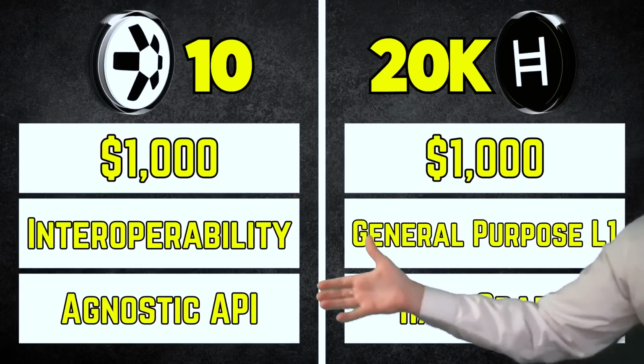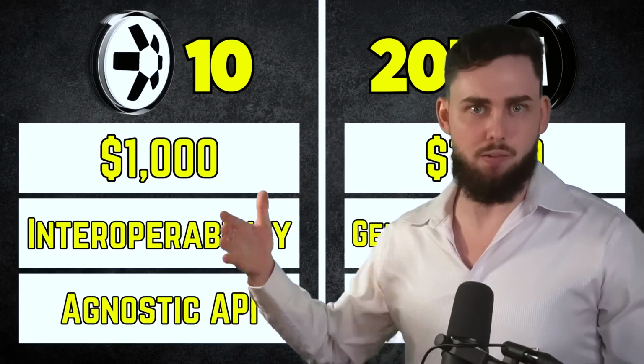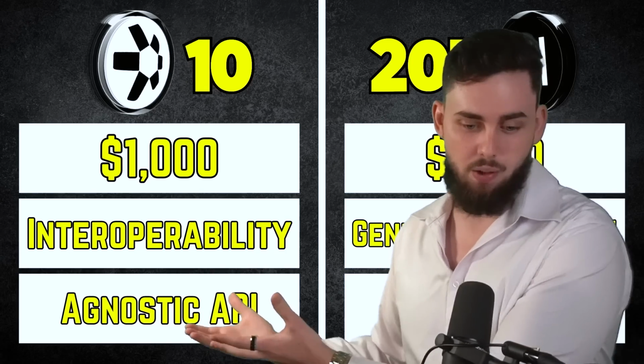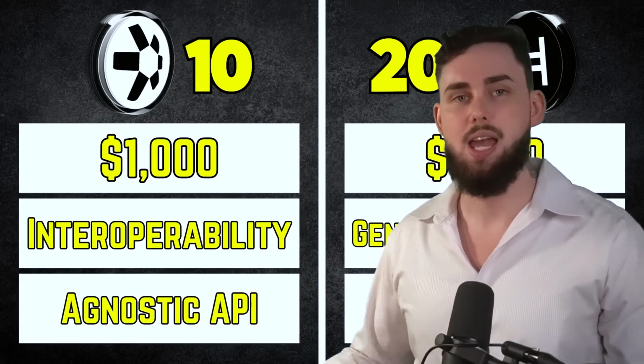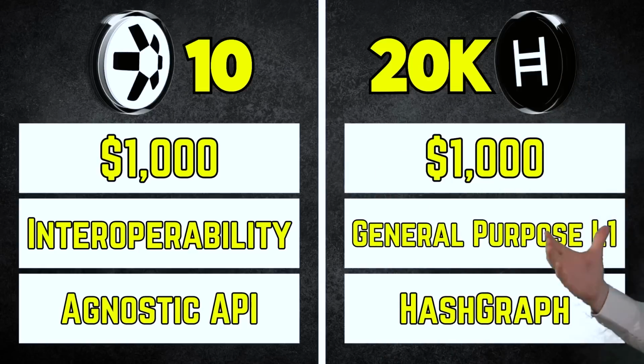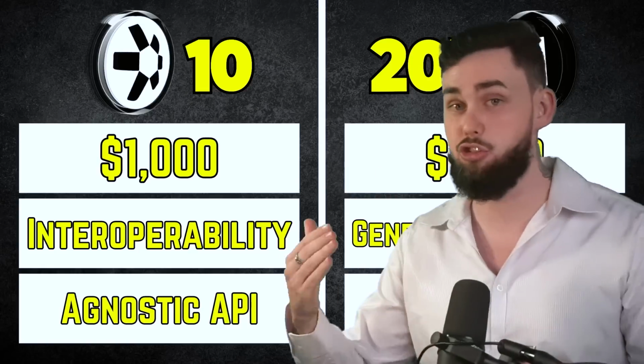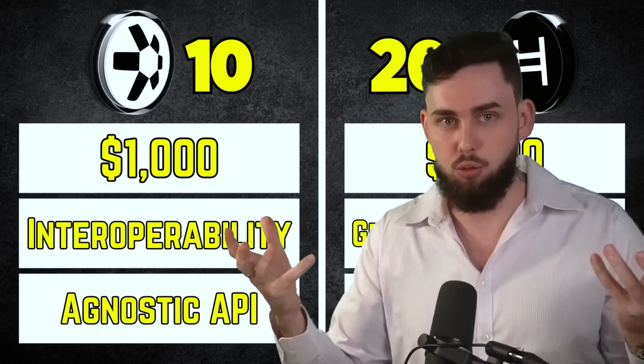Well, for starters, let's just keep it nice and basic, okay? So obviously, Quant is focused on interoperability, right? These guys are focused on connecting the world. And on the other side of things, HBAR is a general purpose layer 1 blockchain. So when I use the two words general purpose, they are used for general type things, okay?